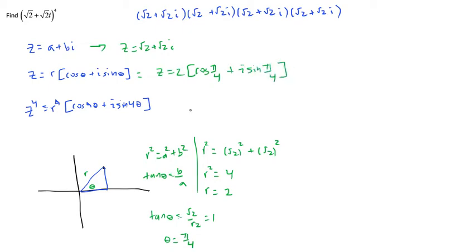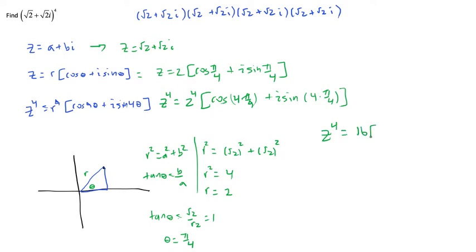But what do we want to find? We want to find this to the fourth power. So that's going to be 2 to the fourth power times the cosine of 4 times pi over 4 plus i sine now of 4 times pi over 4. Notice what we get in this case. 2 to the fourth power is just 16. And then we get cosine of pi plus i sine of pi. This is what we get. This is z to the fourth power.